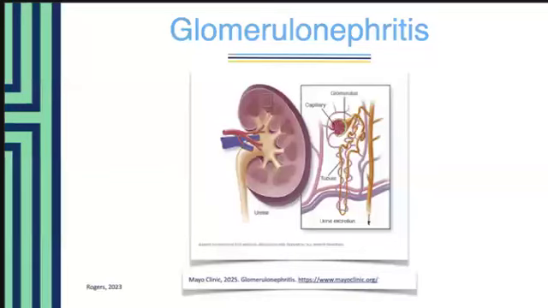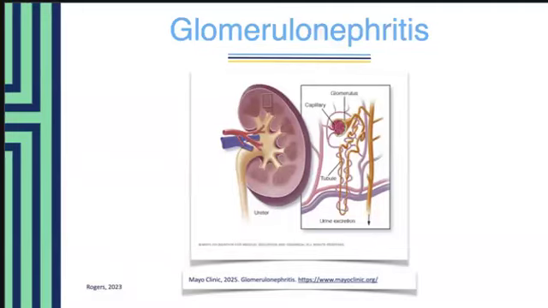Treatment aims to address the underlying cause, suppress the immune response, and manage complications like edema and hypertension. Now, the primary immune mechanism in post-infectious glomerulonephritis involves the deposits of circulating antigen antibody complexes within the glomeruli. During an infection, we think the immune system produces antibodies against the infectious agent. These antibodies can form complexes with the antigens and get deposited in the glomeruli, initiating an inflammatory response.